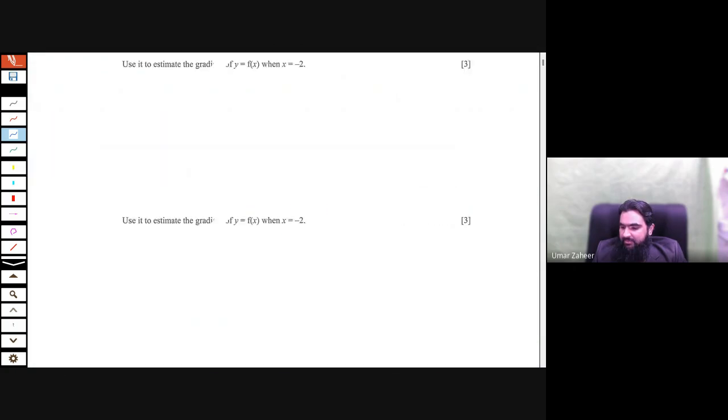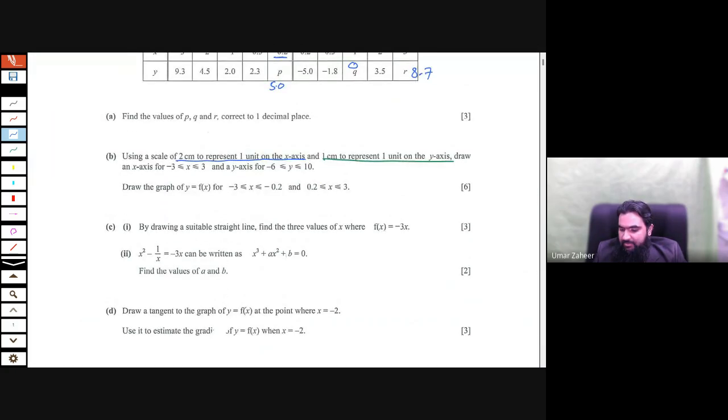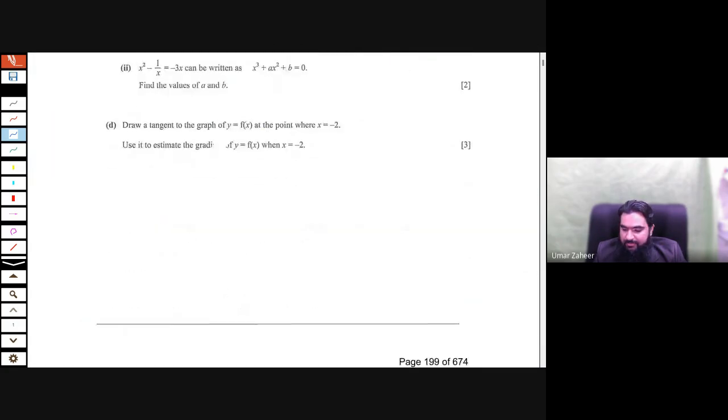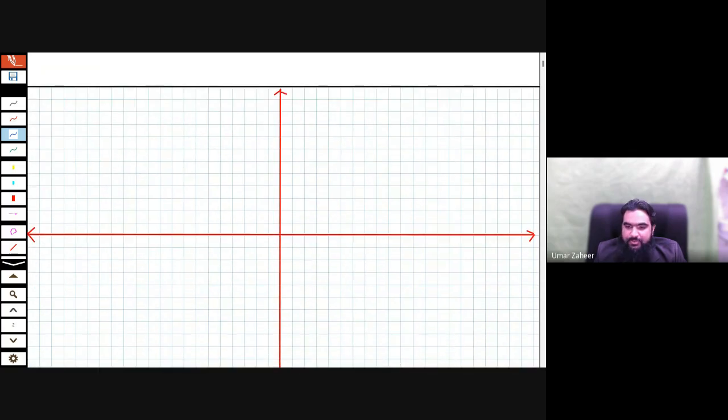Okay, look here. We have to make a grid where 2 centimeters make 1 unit. I'm going to assume that one block is 1 centimeter, so two blocks make 1 unit, two blocks make another unit, and one more unit. Clear? In the same way, it will be minus 1, minus 2, and minus 3.